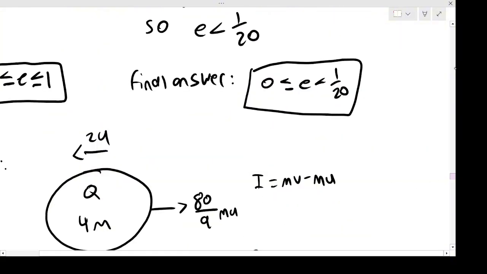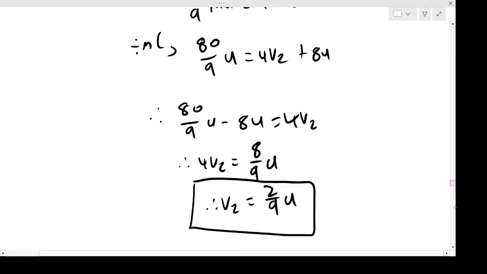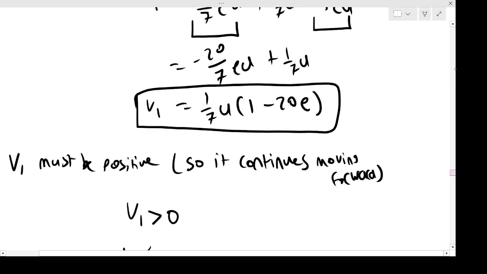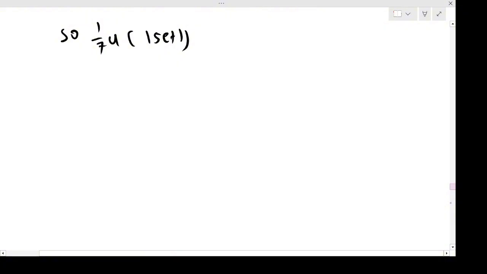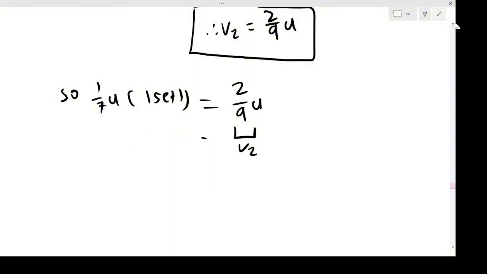But also, we know what V2 is. We also know from part A that V2 is this expression here. So V2 is going to be a 7th u of 15e plus 1. Yes, 15e plus 1. That's the expression we worked out before. This is V1, this is V2. That's going to equal the other expression for V2, which we worked out to be 2 over 9 u. So hopefully you're happy with this. Now we can solve for E.